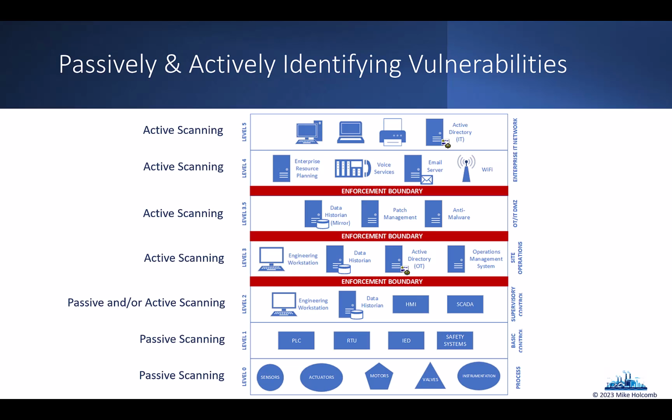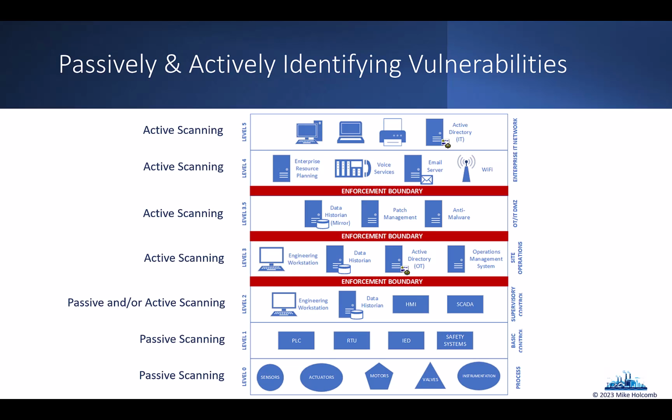Now here's our old Purdue model diagram. The idea is that this is for consideration. But when we talk about where we're doing active scanning and passive scanning, again, in the IT networks, we're almost always doing active scanning using a tool like Nessus. It's all those traditional IT resources running traditional IT operating systems like Windows. That's pretty much what we see in the IT OT DMZ. It's pretty much Windows servers. So why not scan those?